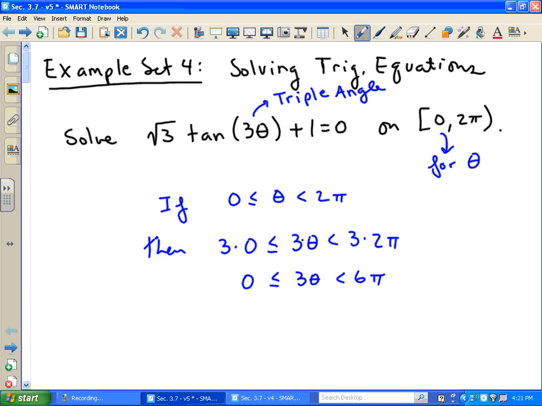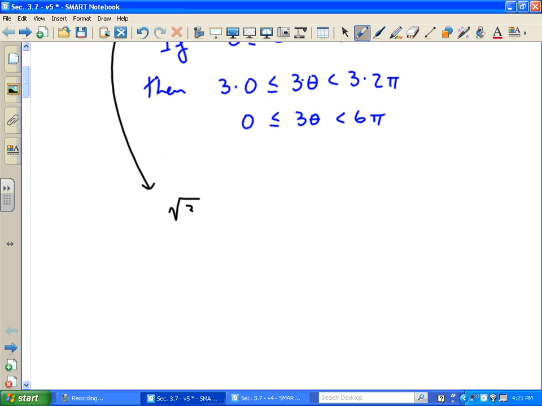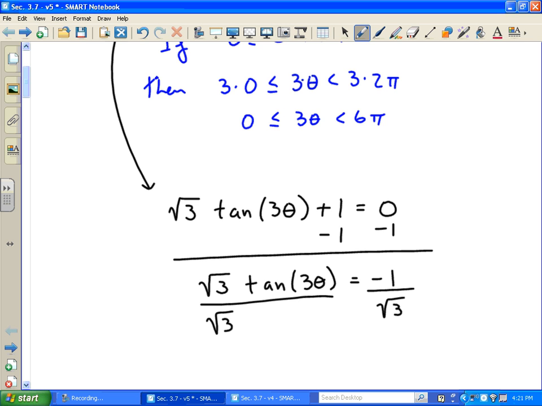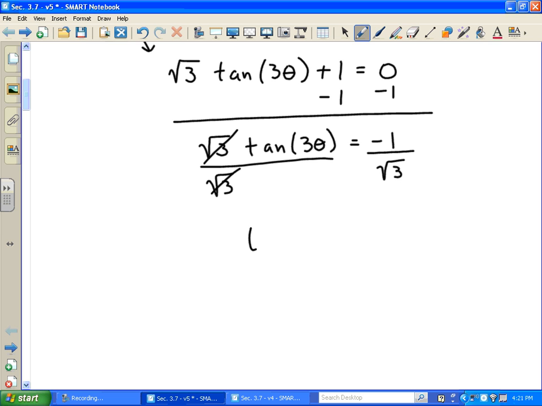Let me take my original question and work it down below. So I have square root of 3 times the tangent of 3 theta plus 1 equals 0. First, I'm going to solve that for tangent of 3 theta. Subtract over 1. You have the square root of 3 times tangent of 3 theta equals negative 1. Divide both sides by the square root of 3. And so we have the tangent of 3 theta is equal to negative 1 over the square root of 3.